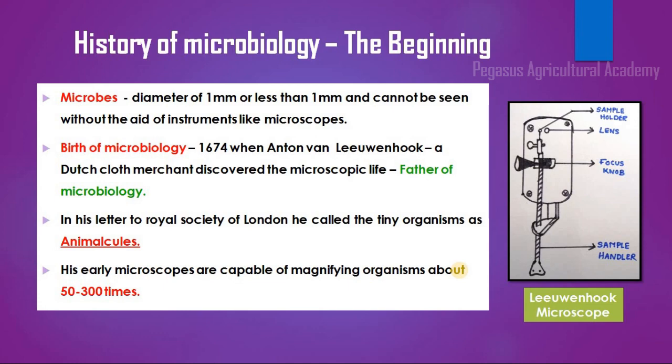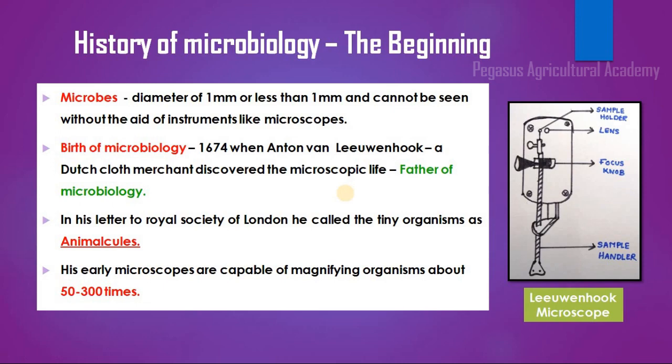In the year 1674, Anton van Leeuwenhoek discovered a crude form of a microscope. This was the microscope invented by Leeuwenhoek. It consists of a simple handle and a focus knob. You can follow my mouse cursor. It has a lens attached to a brass plate, and behind the lens there is a sample holder. You can keep the sample in this holder and afterwards view it through the lens.